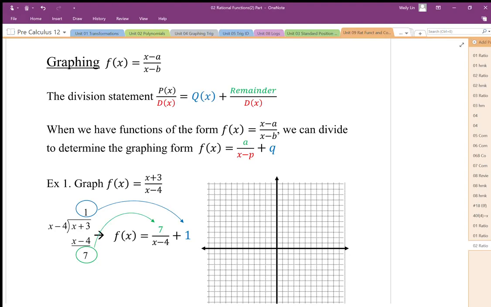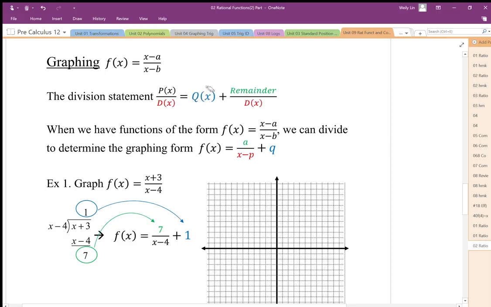So some rational expressions do not fit our 1 over x minus p plus q form. So how do we write this expression here in this form? Well, what we have to do is actually put this into the division statement, and this expression here can be divided and we can end up with a quotient with a remainder over divisor.